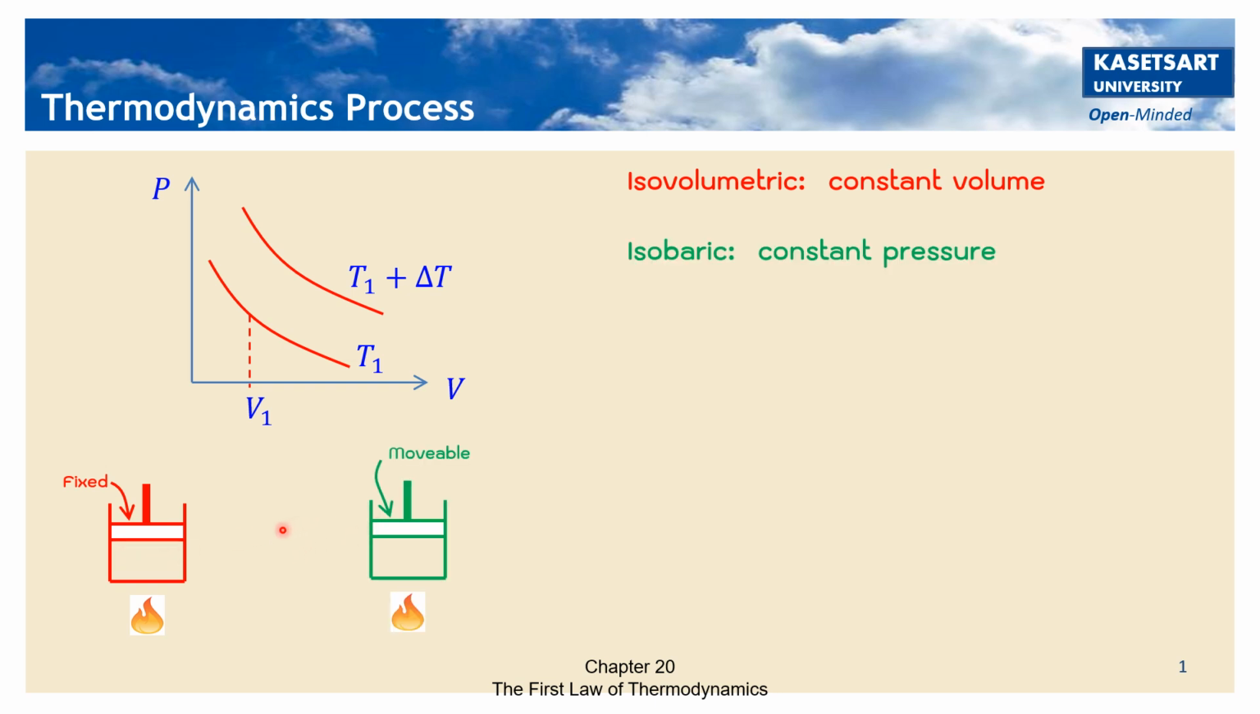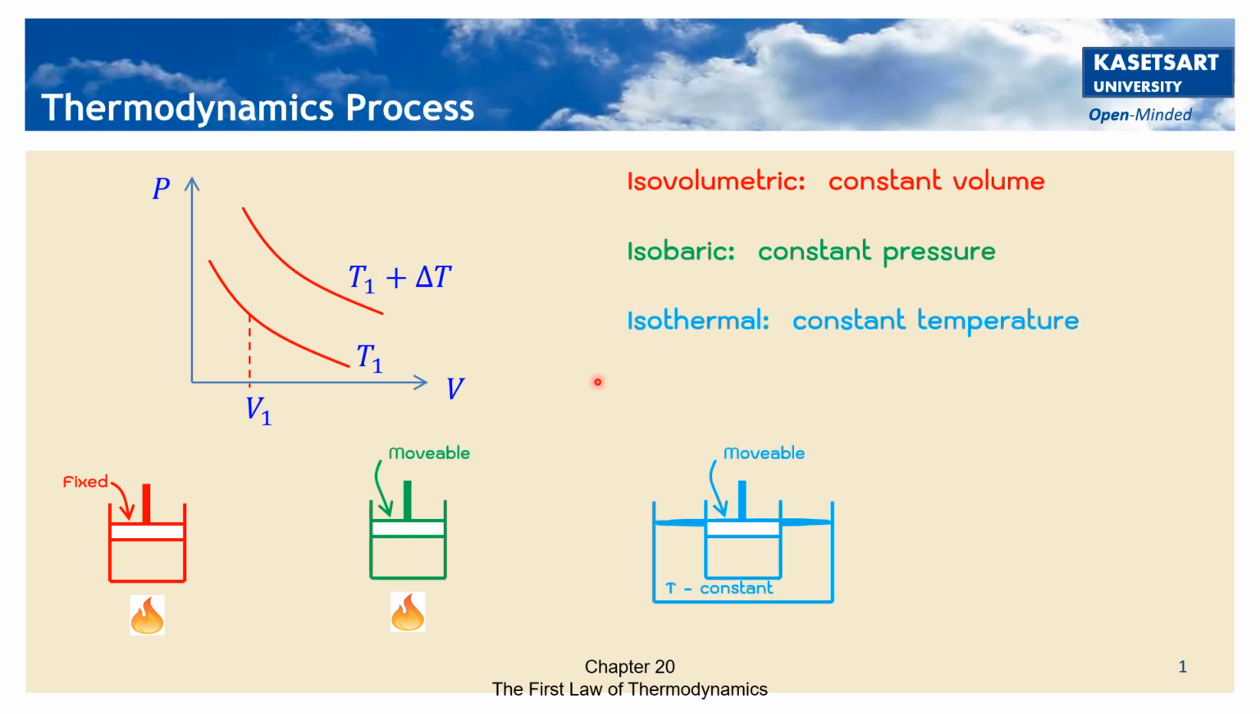The second type of thermodynamic process is what we call isobaric, or constant pressure. For example, if you have a cylinder that you can heat, you can give thermal energy into your system, and the volume can change to keep the pressure constant. It means in this type of process, the pressure is constant, but volume and temperature can change.